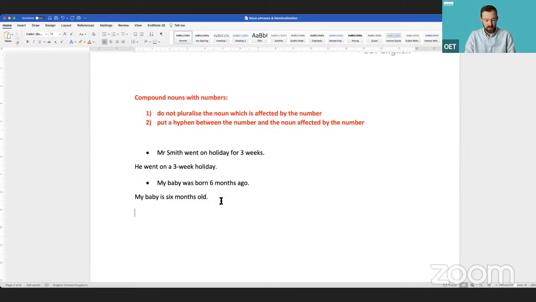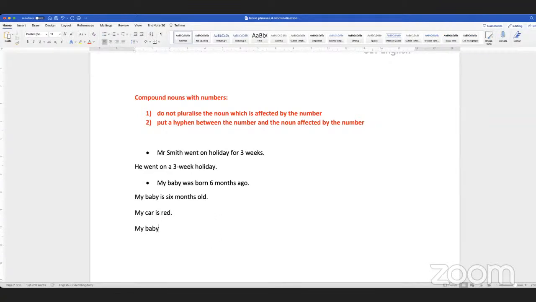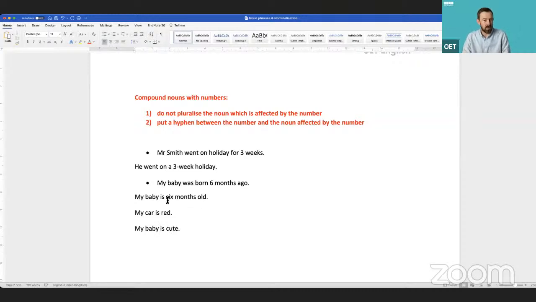Look, if I do this, my car is red. Is red a noun in this case? No, it's an adjective. My baby is cute. So the verb is followed by adjectives, isn't it? Yes. So my baby is 6 months old is fine, but there are no hyphens there.